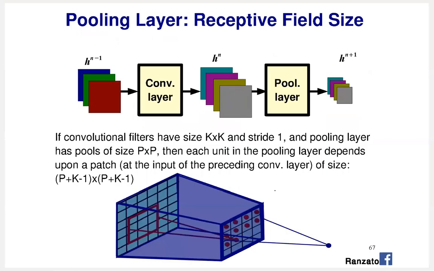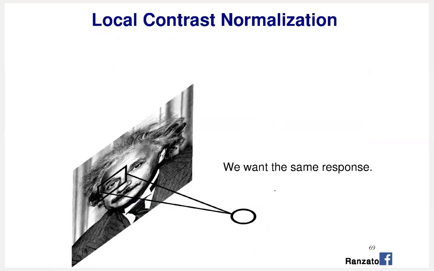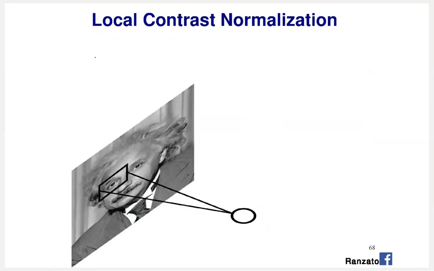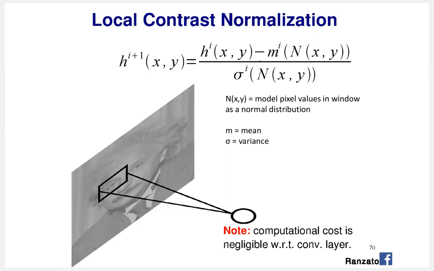One thing people may do is some normalization. For example, for an image like this, I may have a different contrast, but I still expect the response to be the same. So what we can do is a normalization before putting it into the network. The normalization can be just subtracting the mean and then dividing over the standard deviation.